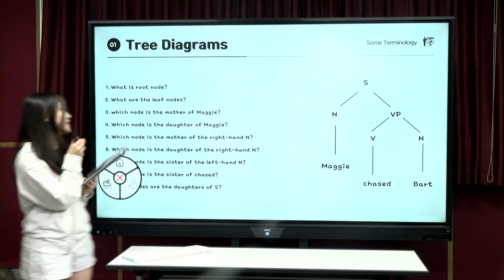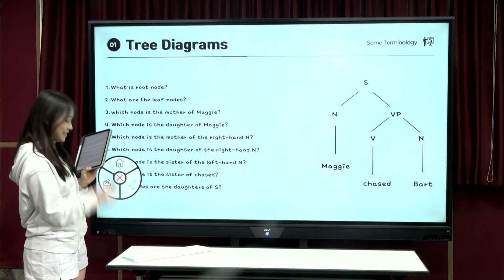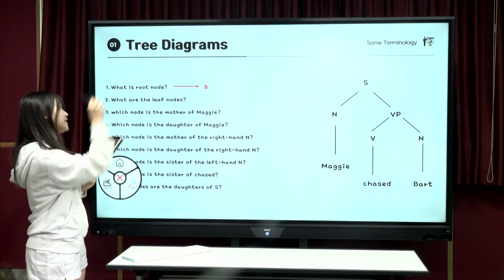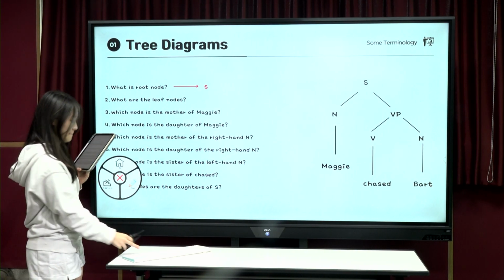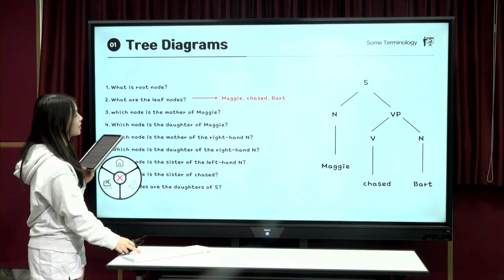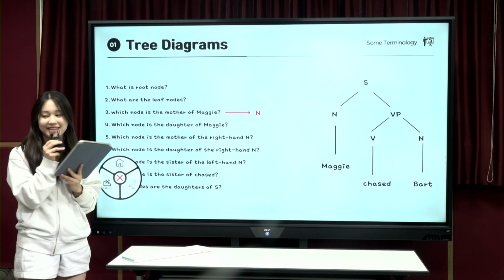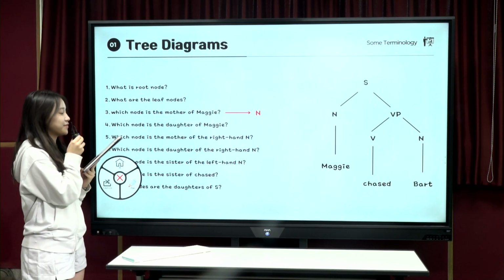And let's practice. First, what is the root node here? S is the root node. And next, what are the leaf nodes? Maggie, cheese, bar. And then, which node is the mother of Maggie? And then, which node is the daughter of Maggie? No.